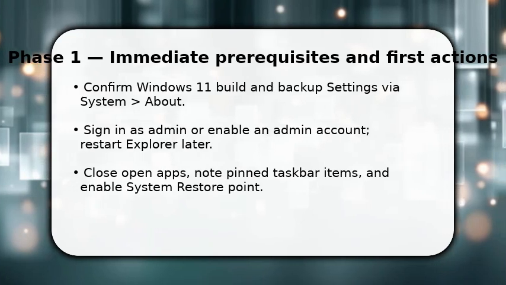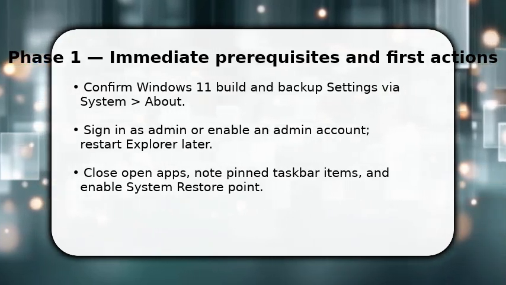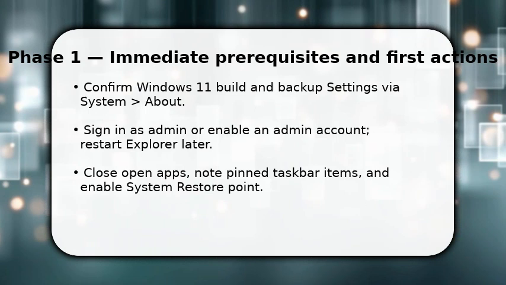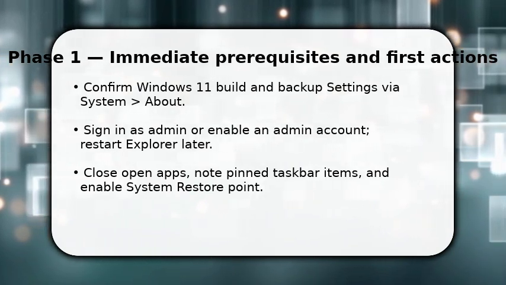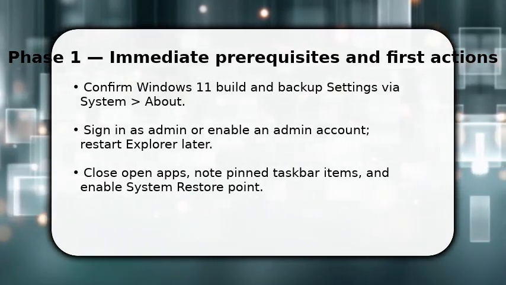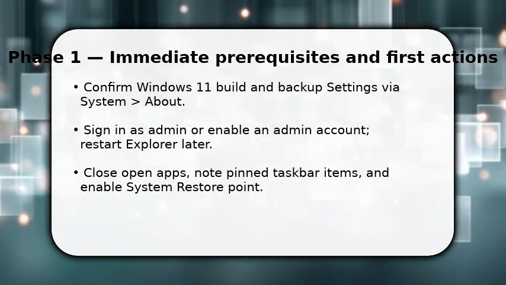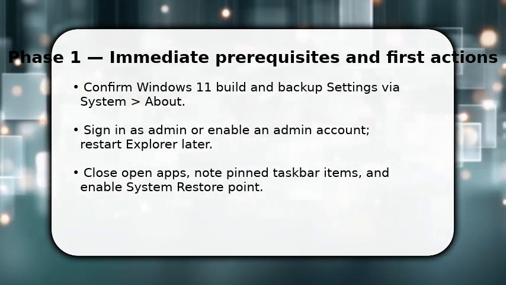Enjoy the video. You begin as an admin. This matters because system UI tweaks need elevated rights. First, make a restore point and note pinned items so you can restore layout if needed. Open Settings, then Apps, Installed Apps to inspect running apps. You want a clean state.